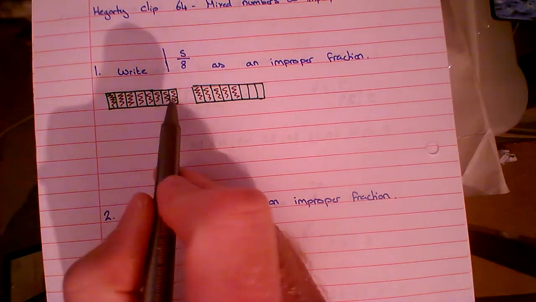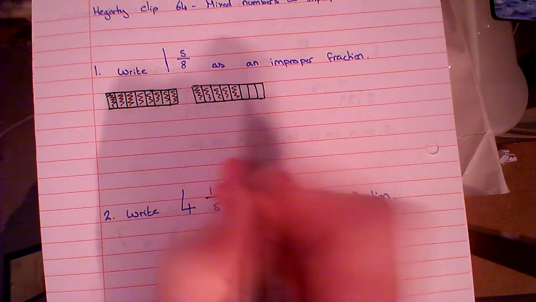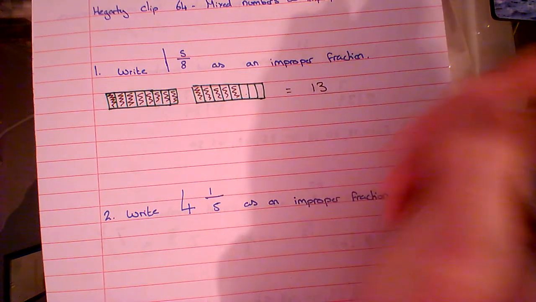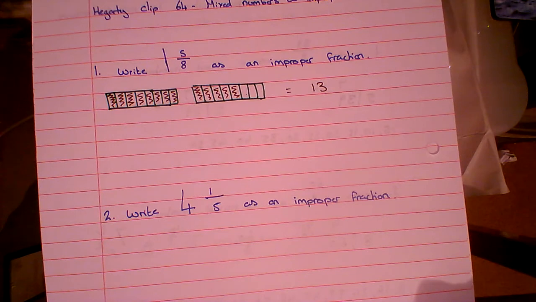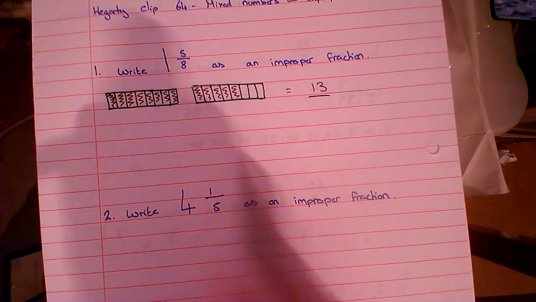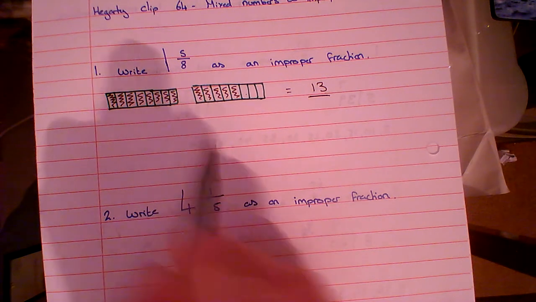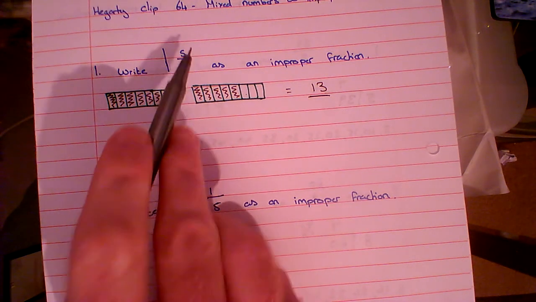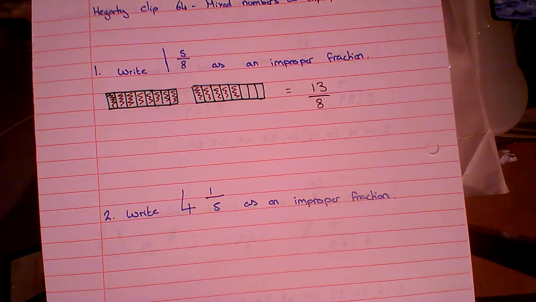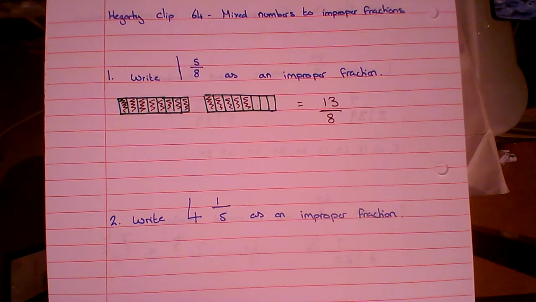I've shaded in 8 here, 9, 10, 11, 12, 13. So I've got 13 bits shaded in, and that's going to go at the top of my fraction. At the bottom goes how many I split each shape into, the number in my original fraction, which was 8. So the answer is 13 over 8. That is an improper fraction. 1 5/8 is equal to 13 over 8. So that's one way we can do it: we can draw out some shapes.